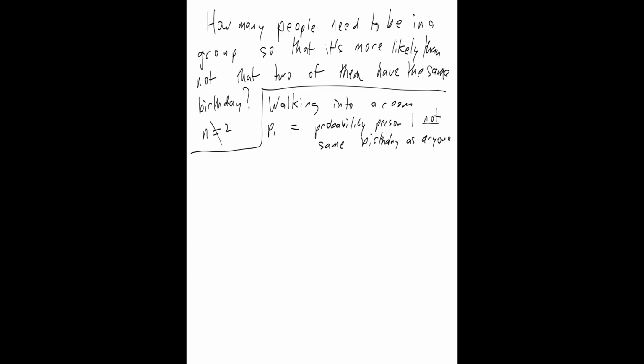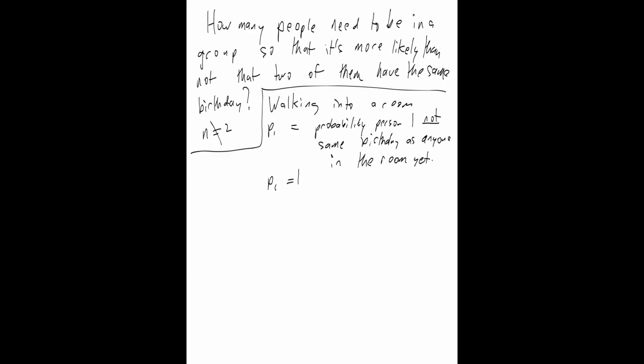So P1 is the probability person one does not have the same birthday as anyone in the room yet. But since nobody's in the room yet, because that's the only person in the room, P1 would equal 1, right? There's a 100% chance that person one does not have the same birthday as anybody in the room yet, right? Do you agree with that?